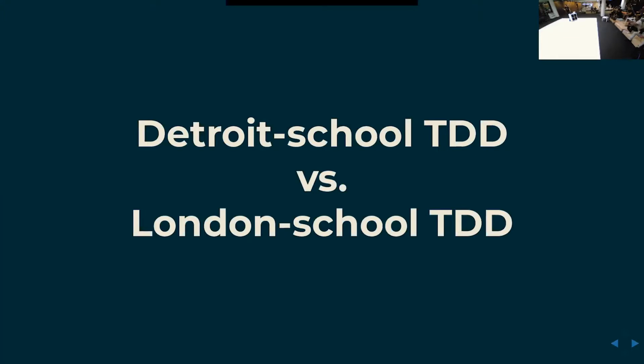So in Detroit School TDD, which is the classical TDD that was applied by Kent Beck in the 90s, you try to maximize the regression safety net that's provided by the tests, and you do that by minimizing the use of test doubles. So in this school of TDD, you minimize the use of test doubles and maximize the regression safety net.